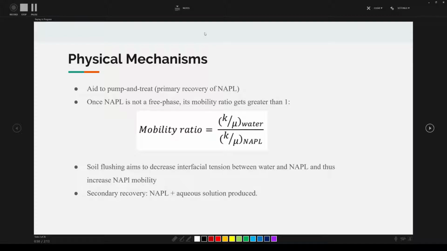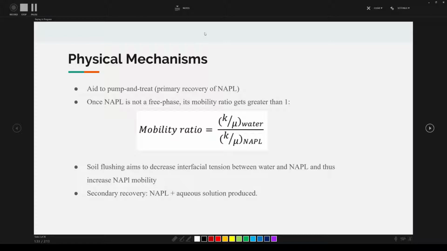So here you see the pump and treat and primary recovery for NAPL, and once the NAPL is not in free phase, the mobility ratio will be greater than 1, and this is the formula for mobility ratio that we show here. And soil flushing will be targeted to decrease interfacial tension, as I said, between water and NAPL. And it will increase the NAPL mobility so that it will be easier for us to remove the NAPL from the interparticle places between the soil particles.